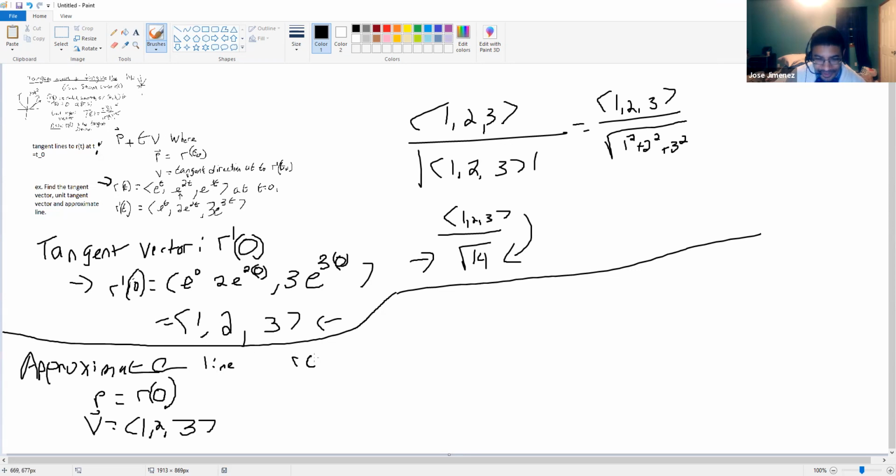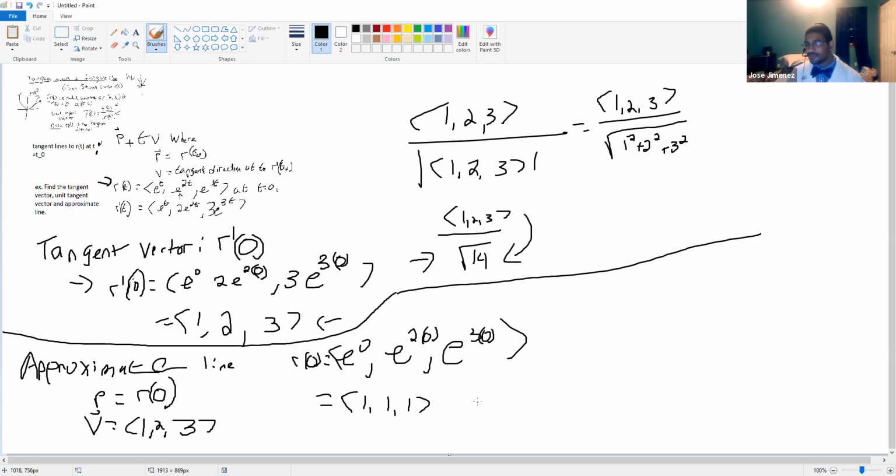We're going to have r of 0. That's going to be equal to e to the 0, comma, e to the 2 of 0, comma, e to the 3 of 0. And those e's are just e to the 0. So that means we have a vector of what? Well, we have a vector of 1s. Gotta love those 1s. I don't know about you, but I think 1 is kind of cool.